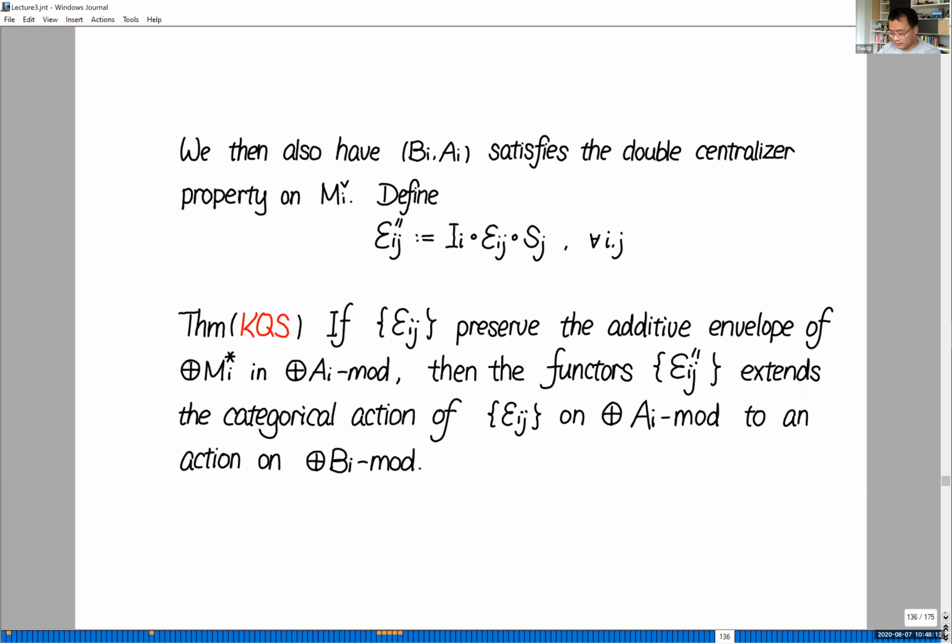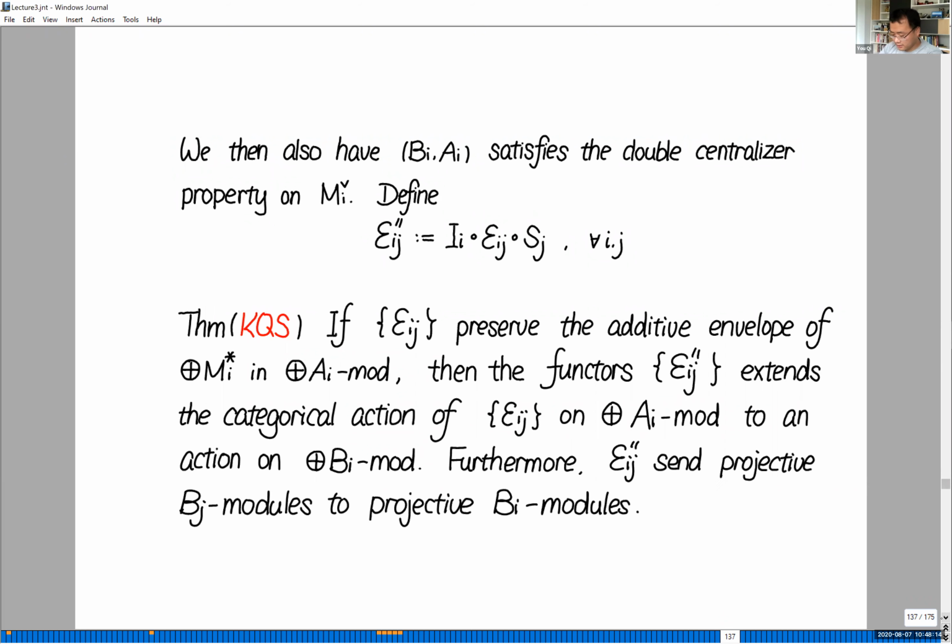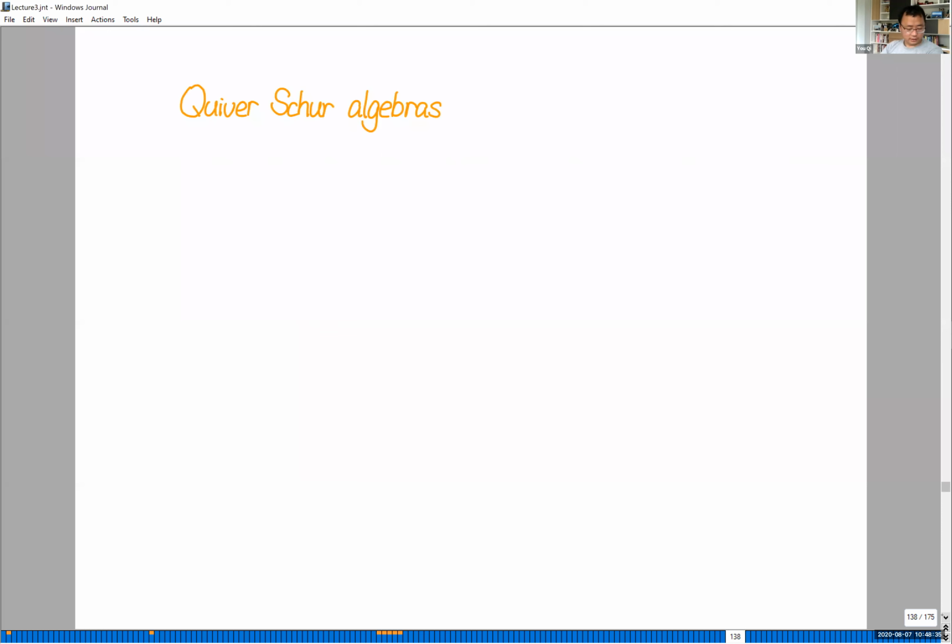So it sends projective B_i modules to projective B_i modules. On the K group side, there's no difference. It's easier to study its actions, so you don't need to take resolutions in terms of modules. It directly preserves projective modules. So the context is very similar.